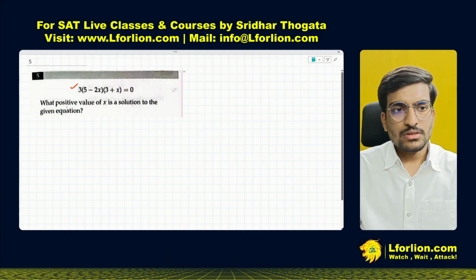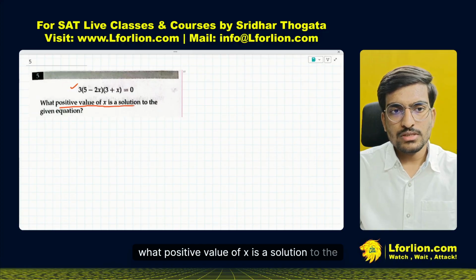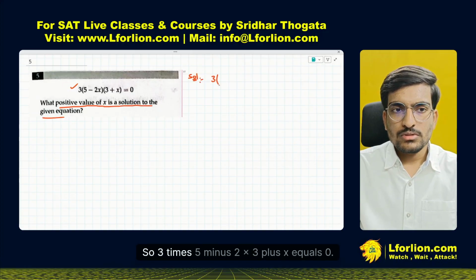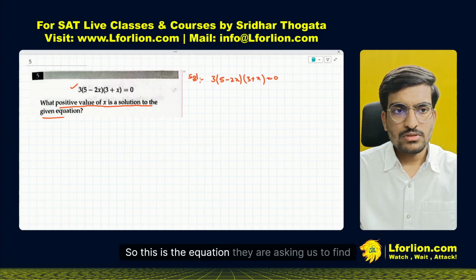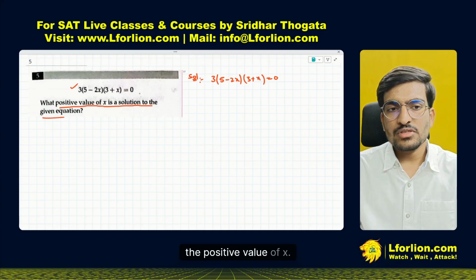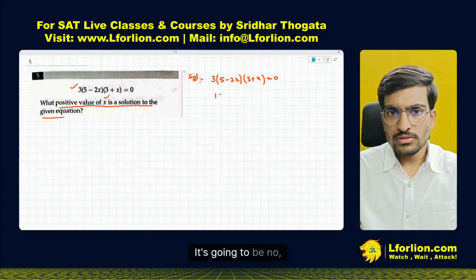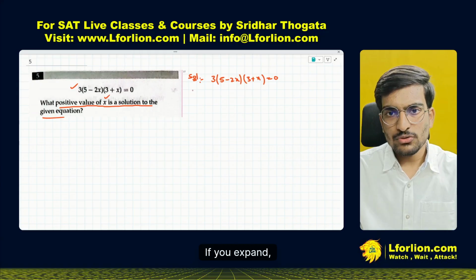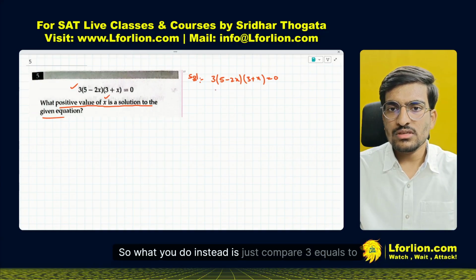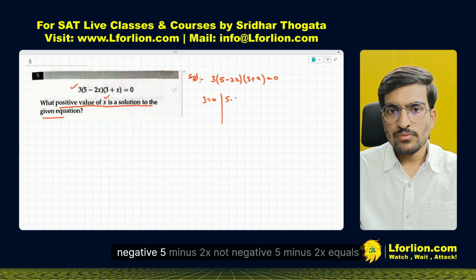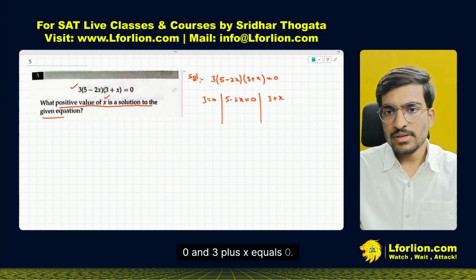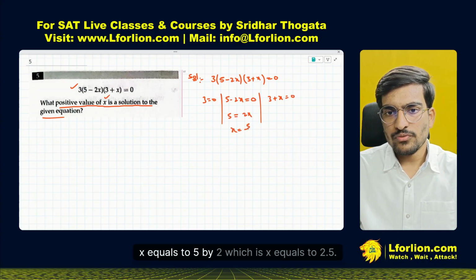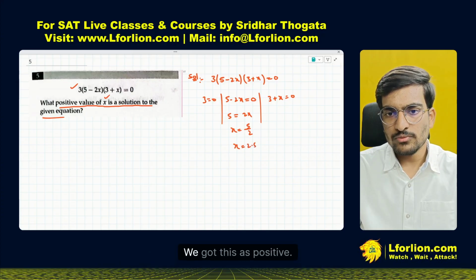What positive value of x is a solution to the given equation? 3 times (5 minus 2x) times (3 plus x) equals 0. So this is the equation. They're asking us to find the positive value of x. Let's try to solve it. Don't try to expand; if you expand, it's time consuming. Instead, just compare each factor to 0: 5 minus 2x equals 0, and 3 plus x equals 0. So you get the value of x. 5 equals 2x, x equals 5 by 2, which is x equals 2.5. We got this as positive.